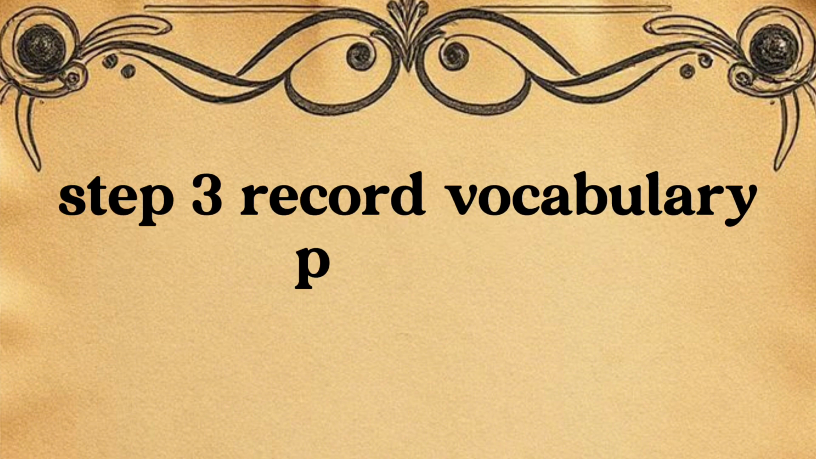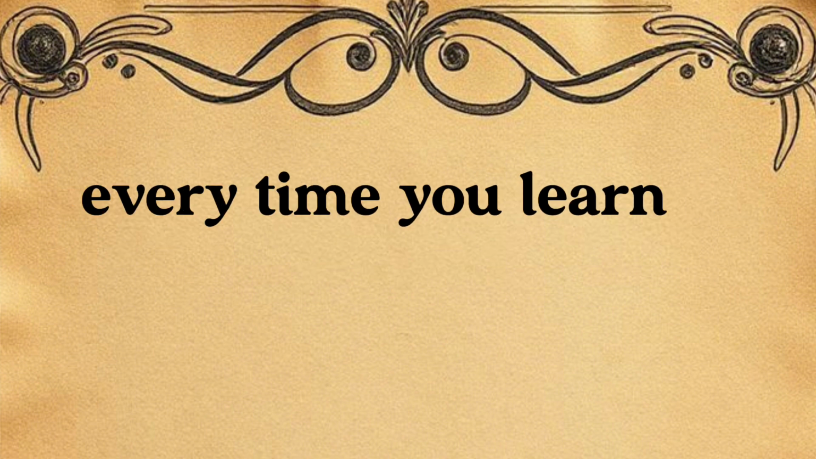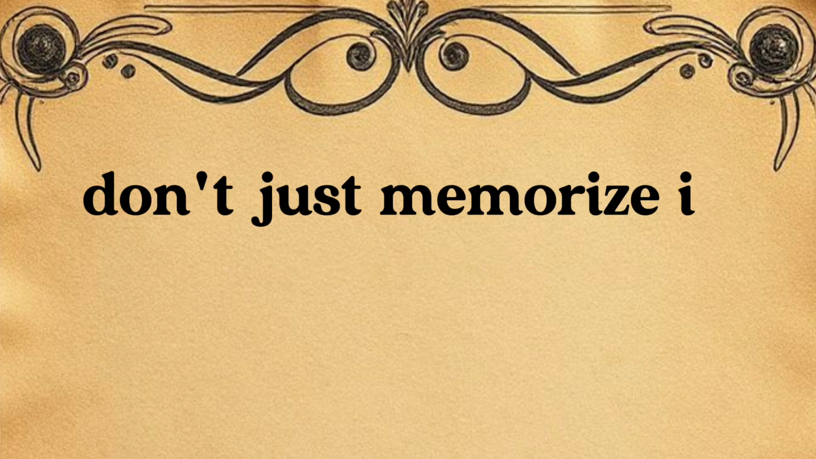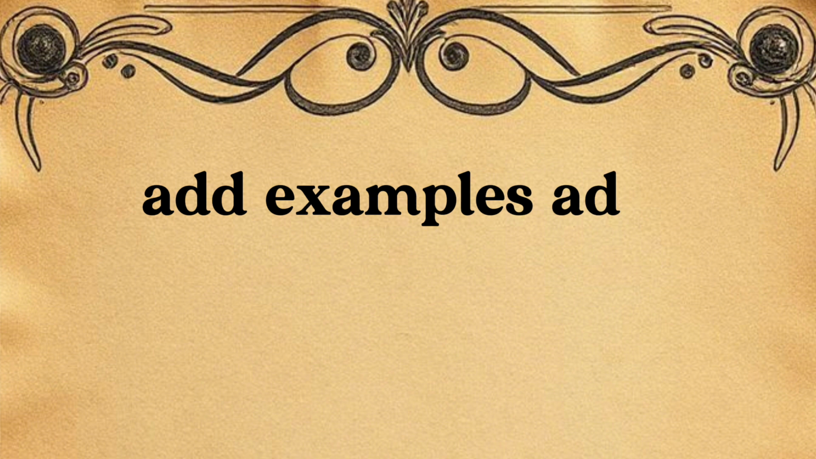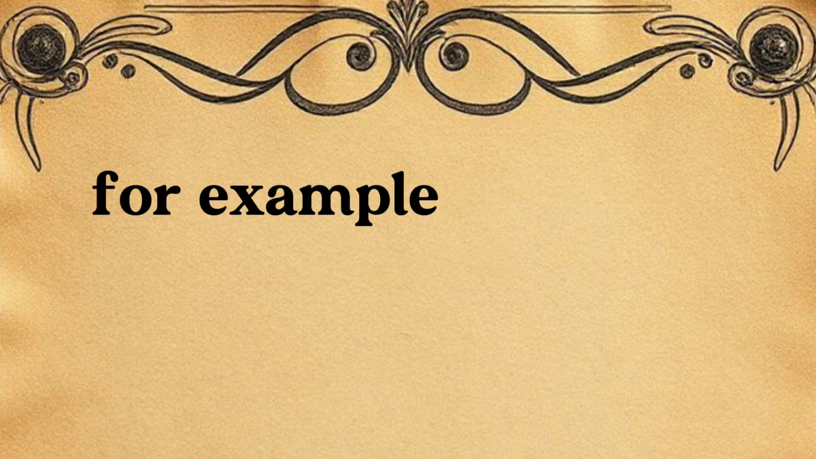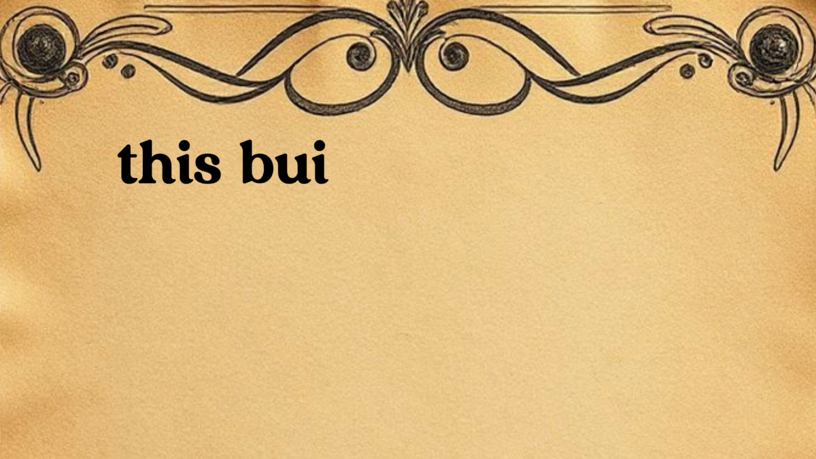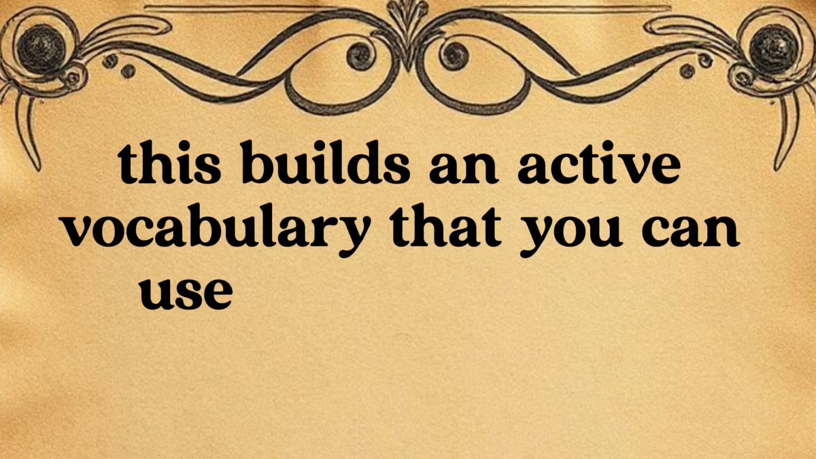Step 3. Record vocabulary properly. Every time you learn a new word, don't just memorize it, organize it. Write it under the correct topic. Add examples, add phrases. For example, friend to best friend, make friends, close friend. This builds an active vocabulary that you can use when speaking.